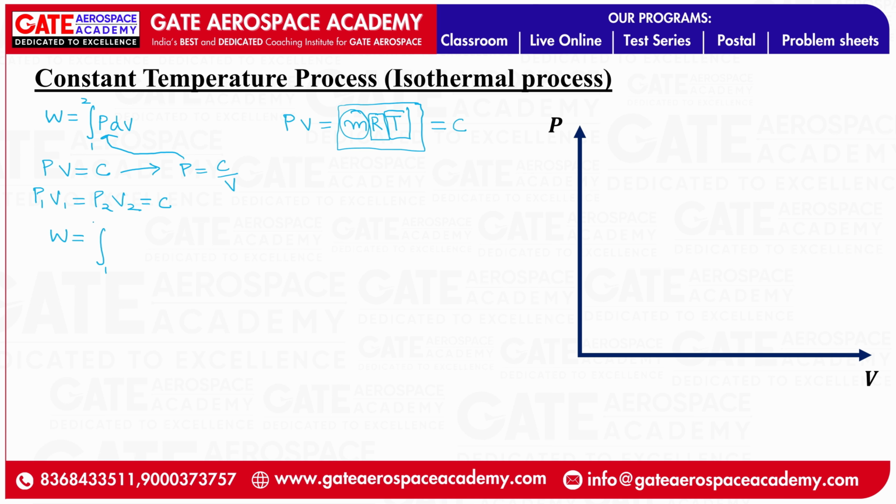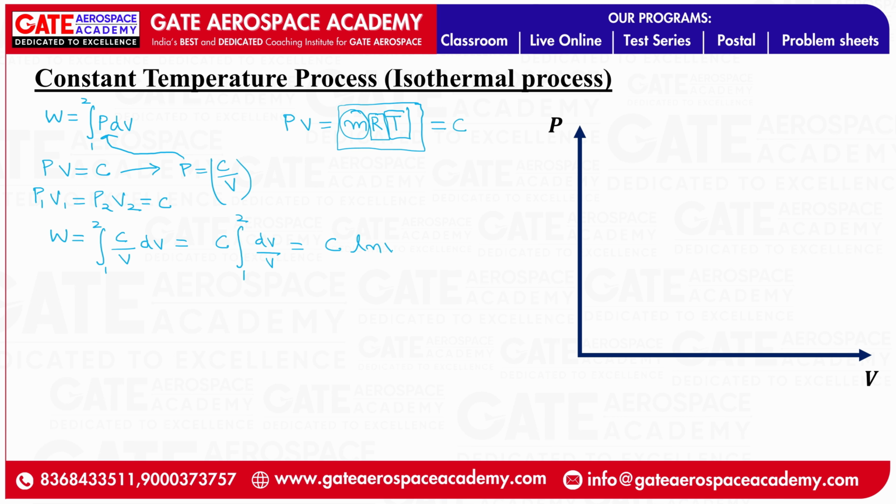Integration 1 to 2. In place of P, we will write C by V. In place of P, we will write C divided by V into dV. C is constant, we can take it outside of integration, right? C integration 1 to 2 dV divided by V. What will be integration of 1 by V? Log V, ln V, right?